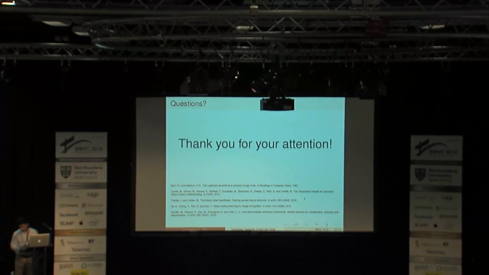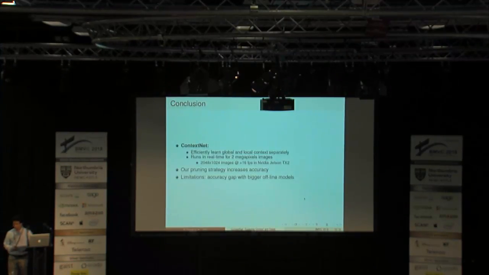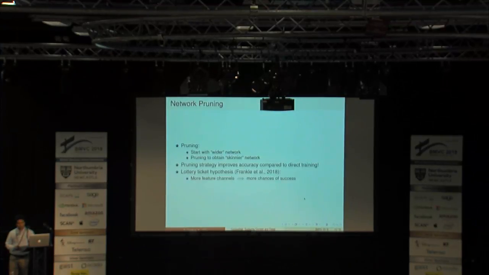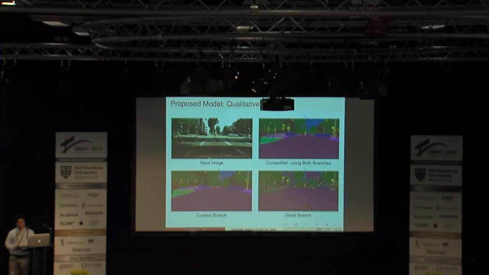If I understand correctly, in your framework, you have actually two branches. So what is the actual processing going on in these two branches? Is it a kind of convolution? Yeah, convolution. So how do you synchronize these two branches?